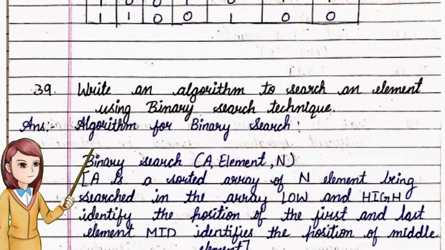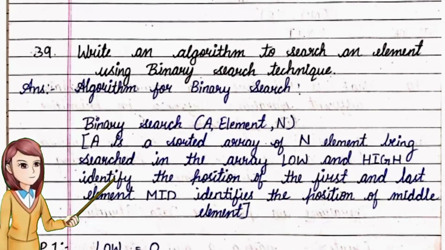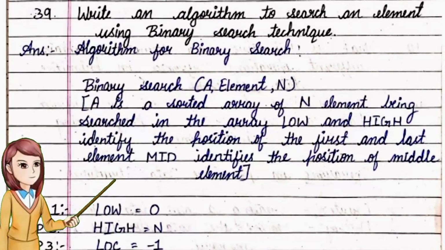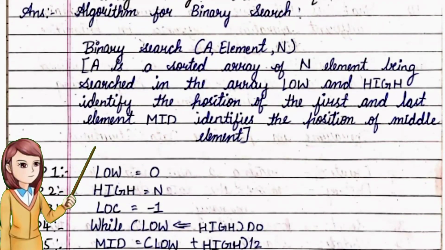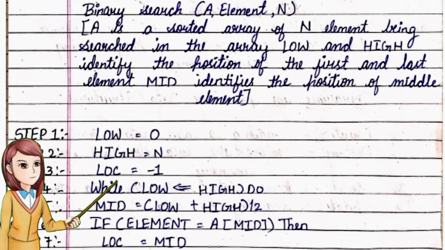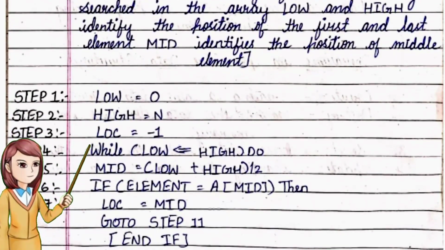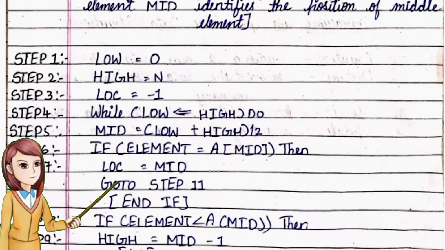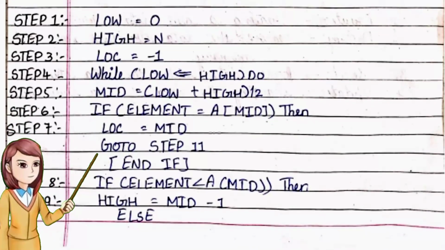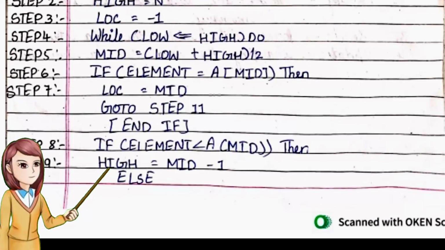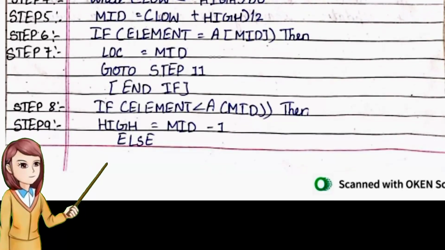Algorithm for binary search technique. Binary search A element n. A is the sorted array of n elements being searched in the array. Low and high identify the position of the first and last element. Mid identifies the position of the middle element.